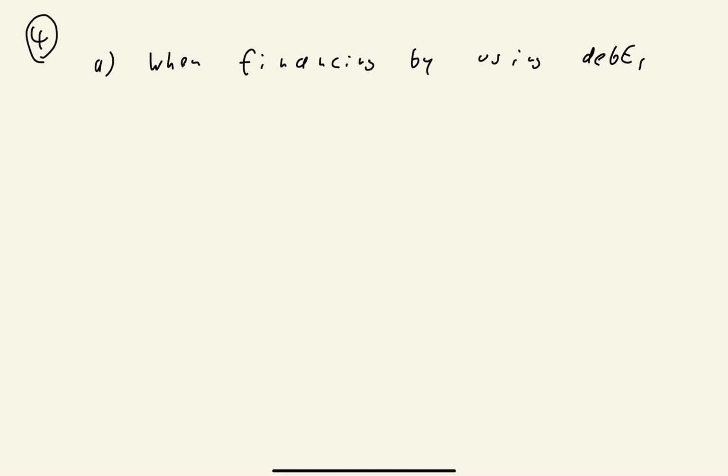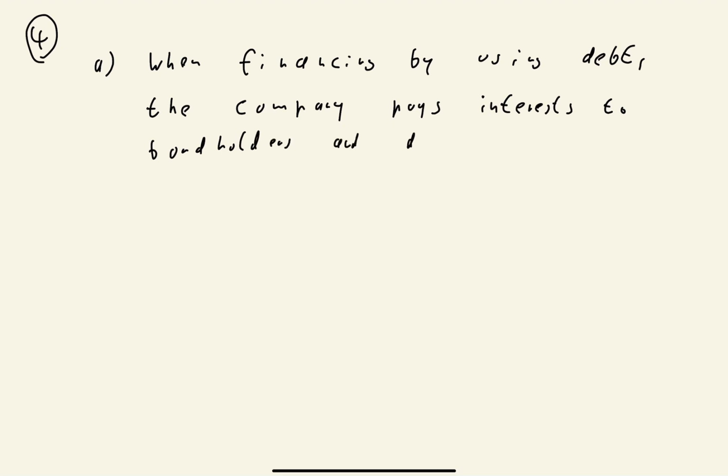basically the company is selling bonds to, for instance, banks, and they are getting interest in return for the money that they lend to the company. So when financing by using debt, the company pays interest to bondholders, so for instance the banks, and deducts the interest payments from its taxes.